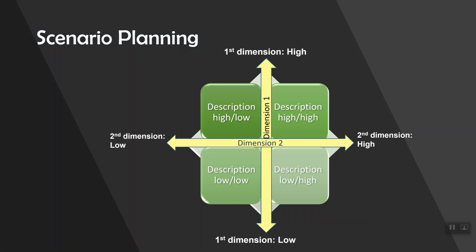This is how you lay out the 4 scenarios. You've identified 2 critical or uncertain factors or forces that will create 4 possible futures. Typical dimensions are the economy, high and low, the political environment, supportive or hostile, customer preferences, a desire for custom products or cost-conscious, or competition, fierce or open.